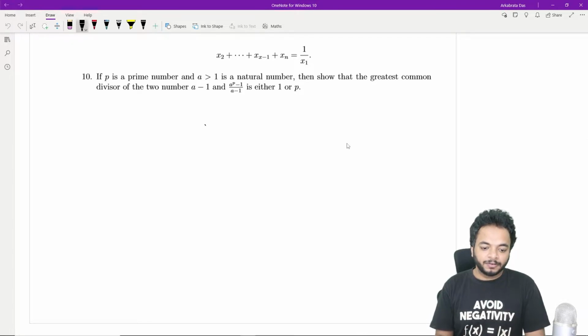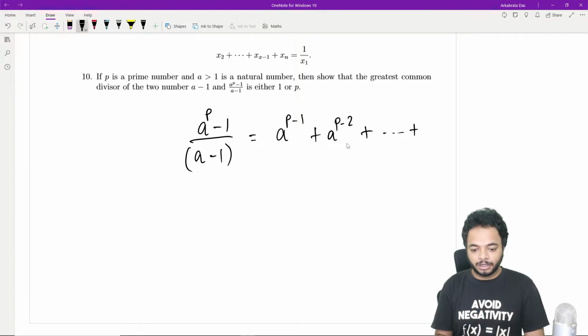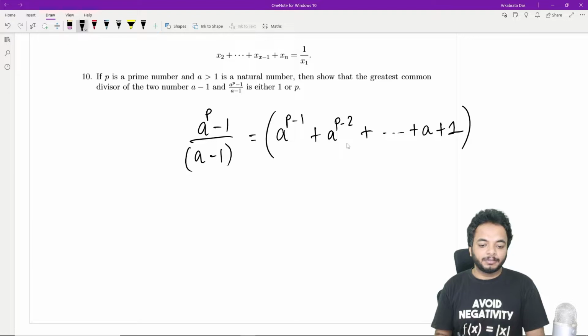First of all, we know that (a to the power p minus 1) divided by (a minus 1) is a to the power p minus 1 plus a to the power p minus 2 plus dot dot dot plus a plus a to the power 0, which is 1. As you can see, this is the number, and I have to find its GCD with a minus 1.